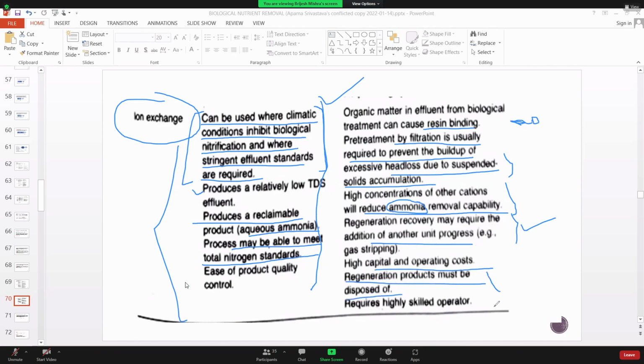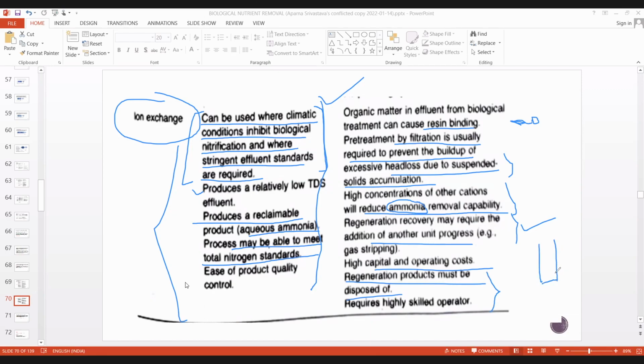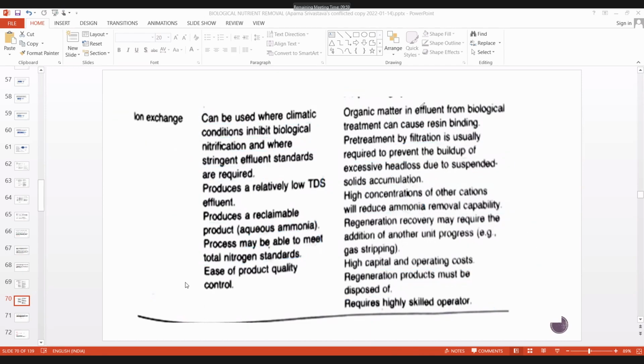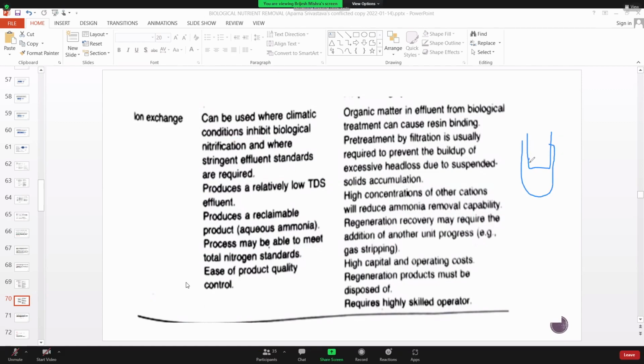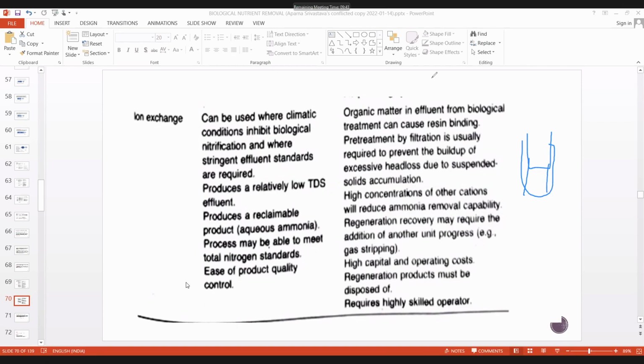And I gave the example of cadmium, you did the regeneration of cadmium. Now the problem is that during regeneration, the cadmium exchanged in this resin needs to be disposed. Very careful attention is required. So this is the ion exchange process.